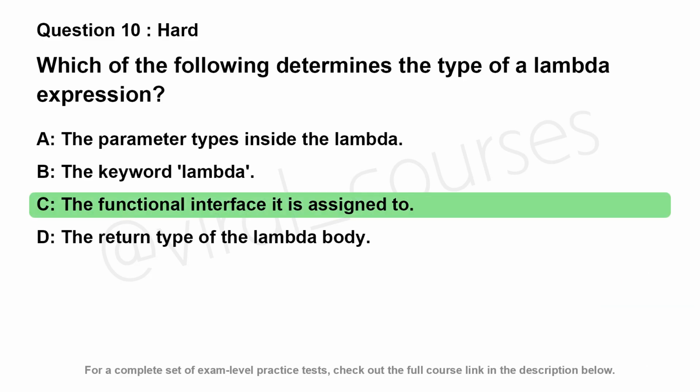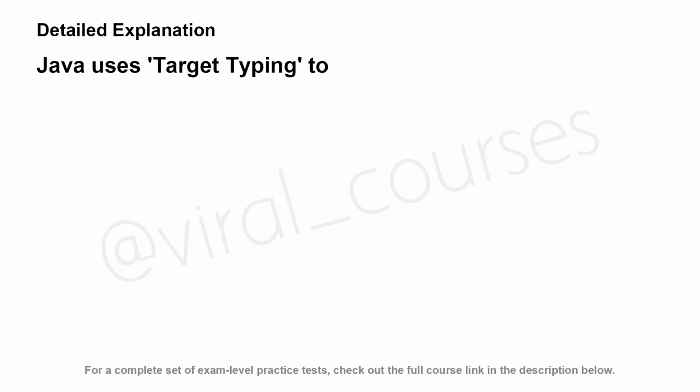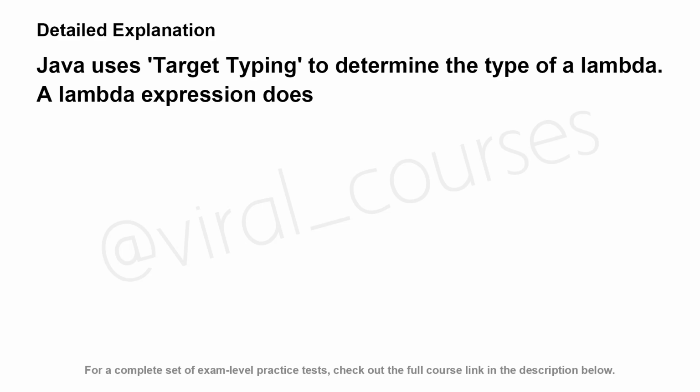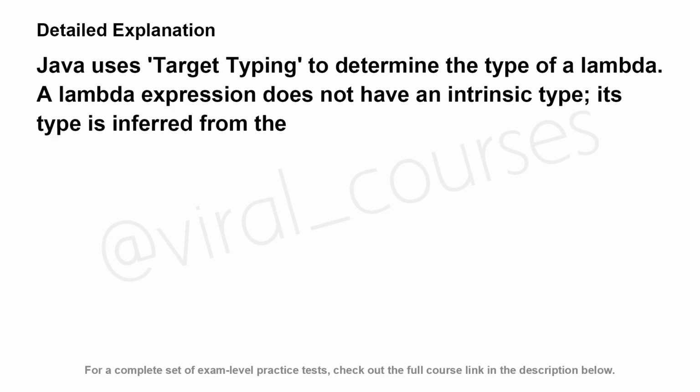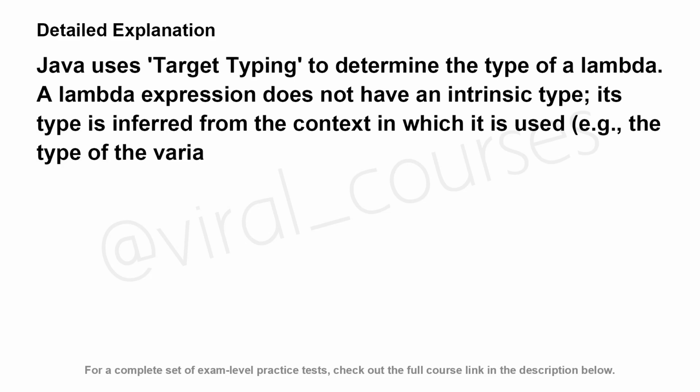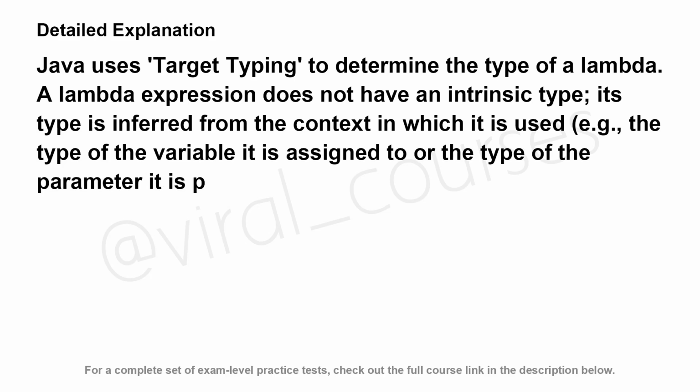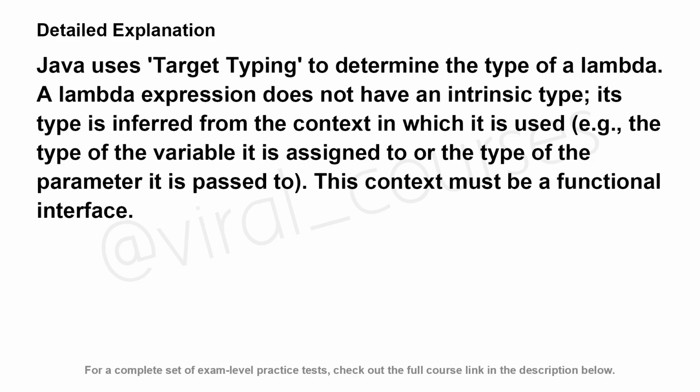The correct answer is C. Java uses target typing to determine the type of a lambda. A lambda expression does not have an intrinsic type. Its type is inferred from the context in which it is used, e.g., the type of the variable it is assigned to or the type of the parameter it is passed to. This context must be a functional interface.